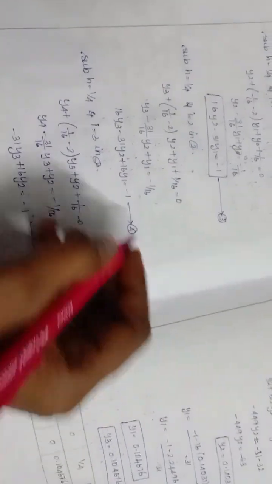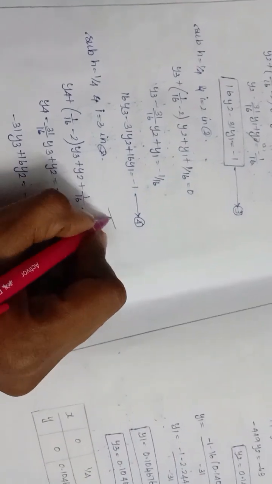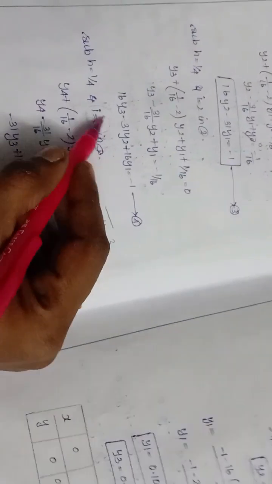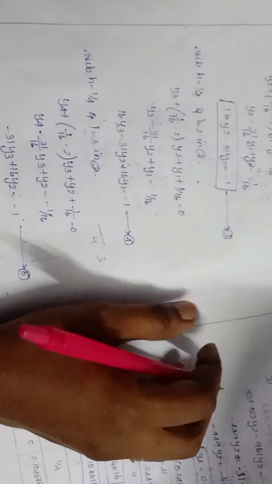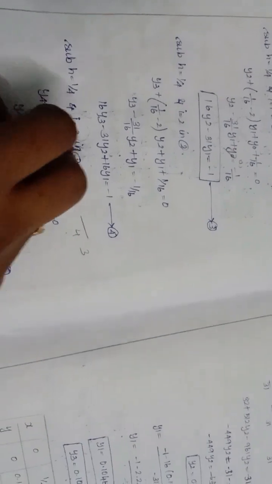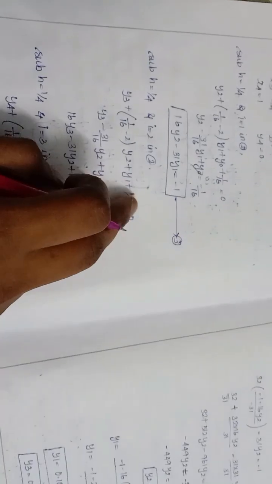How many intervals do we have to find? We have to find the 4 intervals, so we take i equal to 3. How do we find that? If it contains 4 intervals, the interval value minus 1 is 3. So we have to find the values from i equal to 1 up to i equal to 3. So y3 equals 1 by 16 minus 2 y2 plus y1 plus 1 by 16.